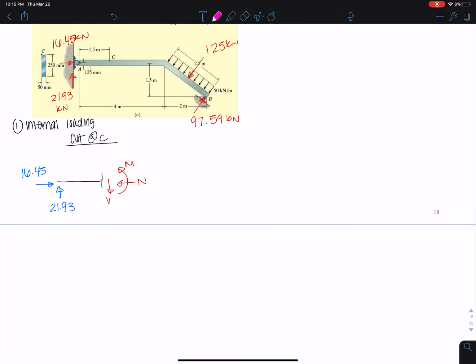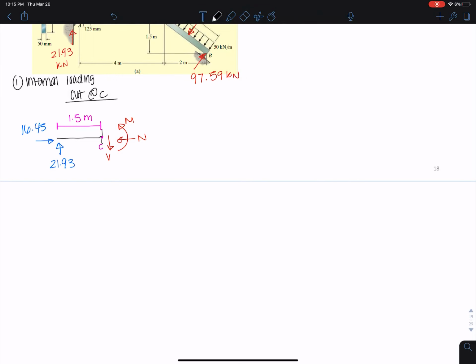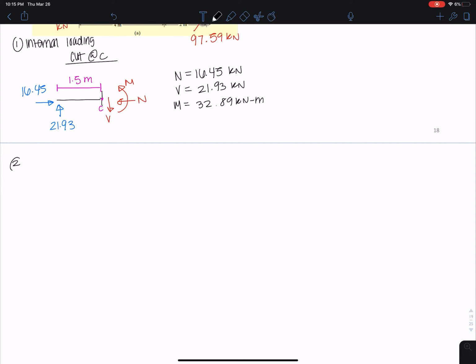And then here at point C, it's 1.5 meters away. This is my point C. Okay. So again, I can solve for all of these using my equations of equilibrium, sum of forces in the X, Y, and sum of moments, and I get these values. N is 16.45, V is 21.93, and M is 32.89. Okay, so now that the internal loadings are done, step 2 here is to solve for the stress components.